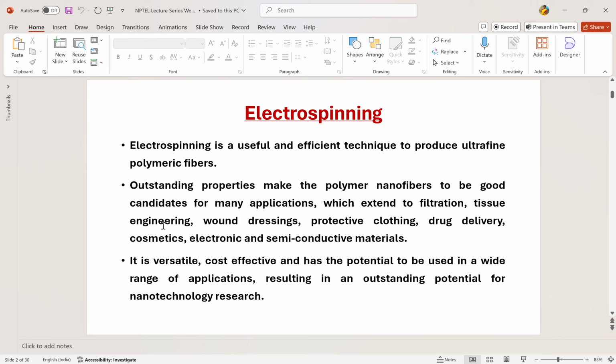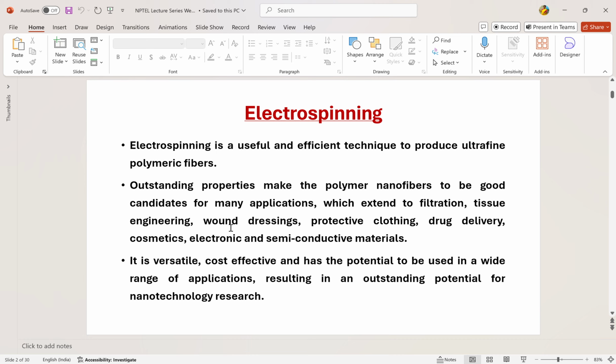Tissue engineering, we all know that nanofibers are a very good material for scaffold, and on the scaffold you will seed the cells, provide your growth factors and everything. So basically, your scaffold will act as an ECM, extracellular matrix, for tissue engineering, on which your seeded cells will grow. Wound dressings, this is also a very nice application of nanofibers.